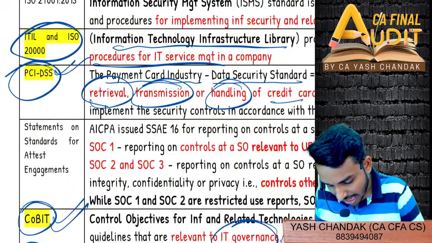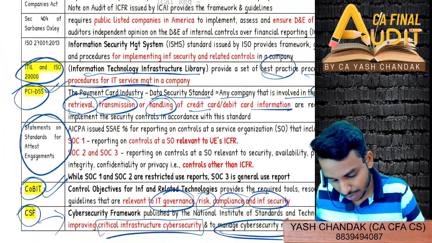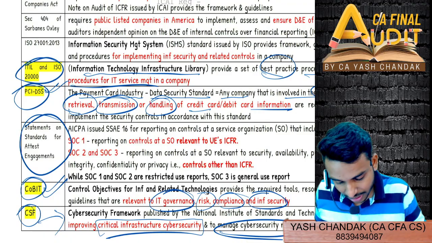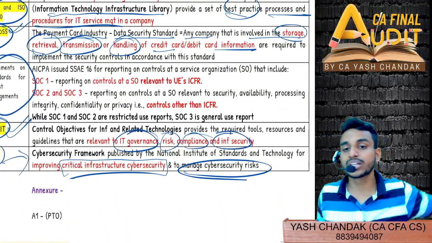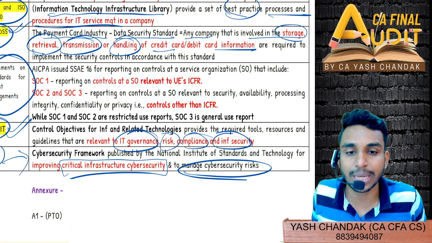Now what I believe is important can be asked in MCQ also. Statements on standards for attest engagements. For attest engagement, like auditing, we went through what? SA 402. Do you remember? Type 1 report, type 2 report.